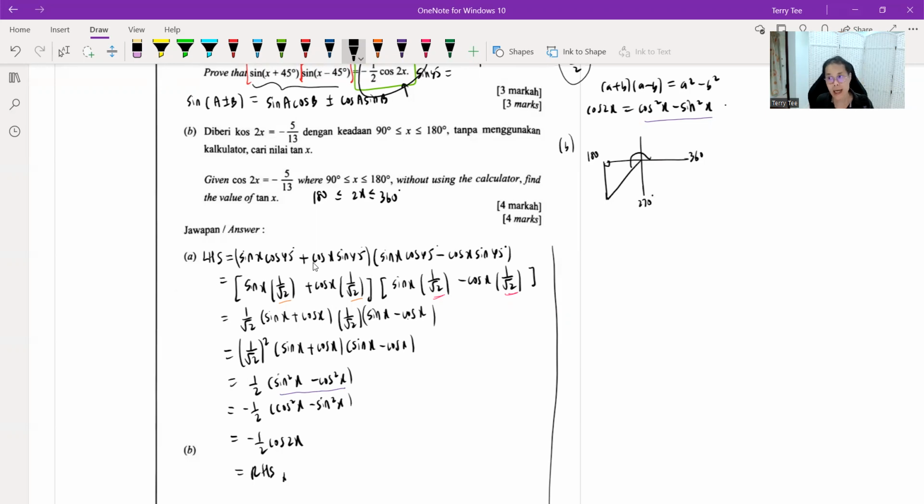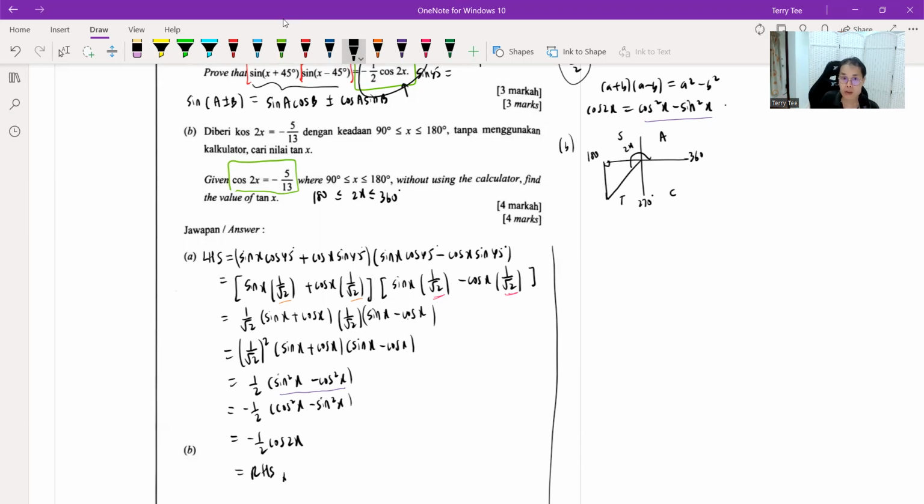Now you may wonder why quadrant 3? Why not quadrant 4? Well, if you go back to your ASTC, in quadrant 3, only tangent is positive. In quadrant 4, cos is positive. Now your cos here is negative. See this? The cos value is negative, so it can't be quadrant 4. It has to be in quadrant 3. So this is your 2x.